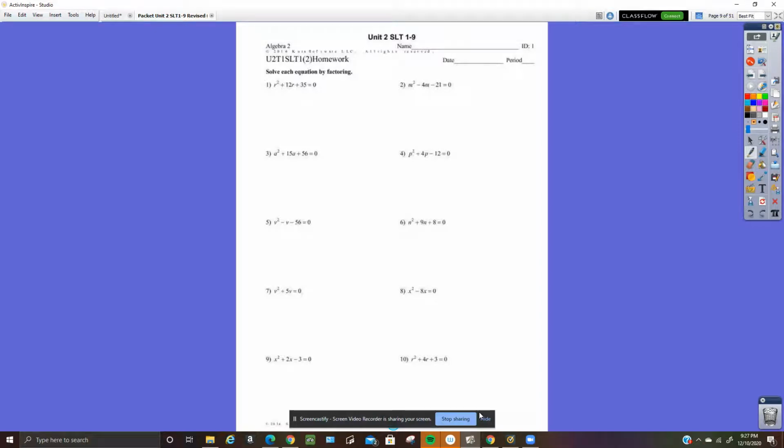All right, this is the extra practice that I posted, a copy of the notes. So here, the A value is 1, 1 in front of R squared. You want to find the factors of 35 that add up to 12. Would be 5 and 7. So you got R plus 5.